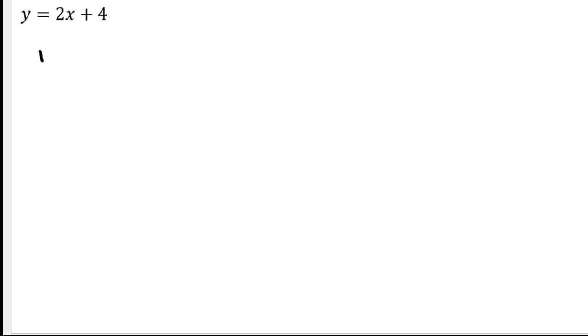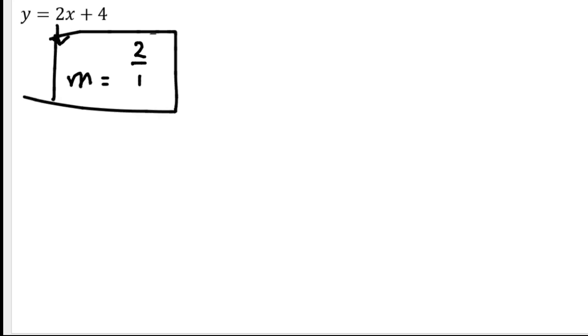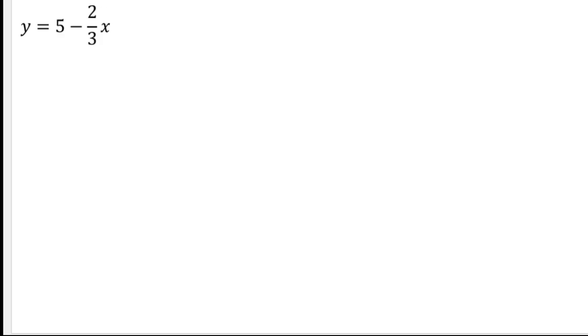Now let's try this one. y equals 2x plus 4. So this is in the form of slope-intercept form, which is y equals mx plus b. So m is the slope, which is beside the x. So this means the slope is going to be 2 over 1, or we can just simply say 2.